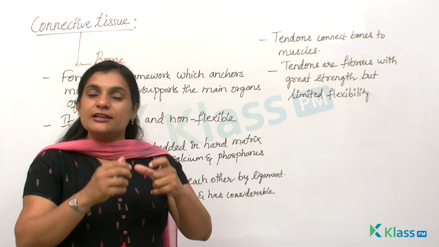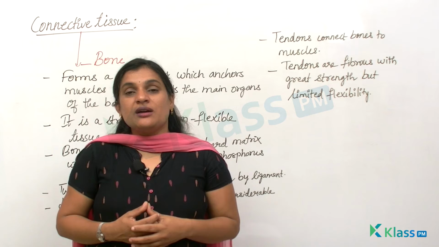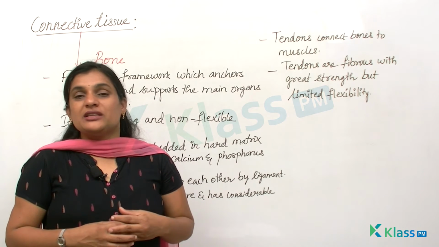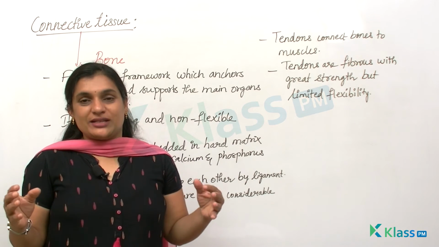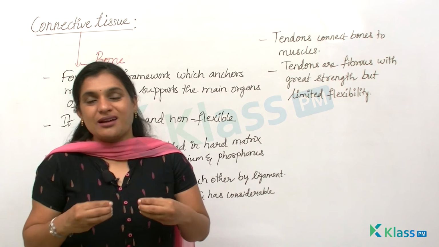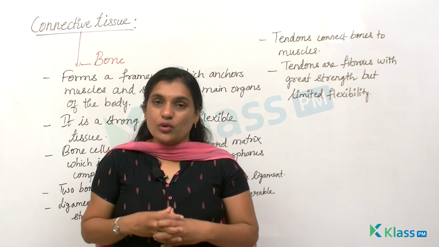Fibrous in the sense they are thread-like structures, which have a great strength, but they have very limited flexibility. They are flexible, but they are not very much flexible. They have limited flexibility. That means they can only stretch to a certain distance, right? So this is all about your bone tissue.